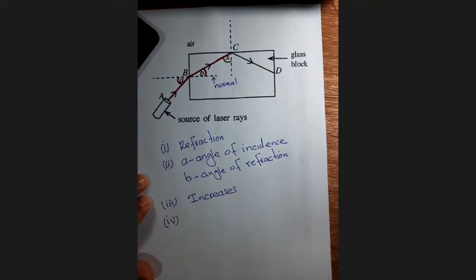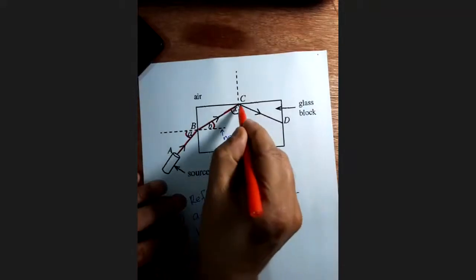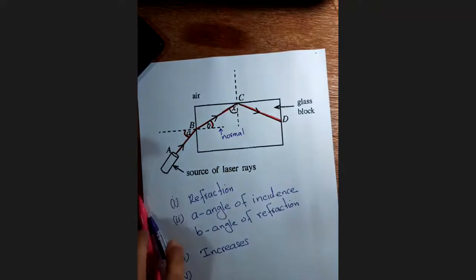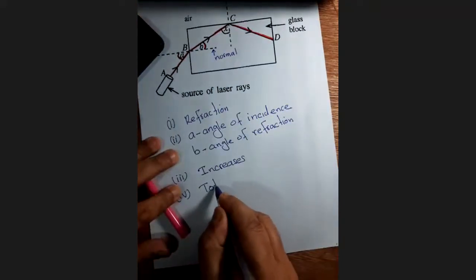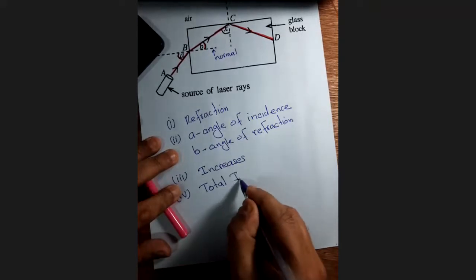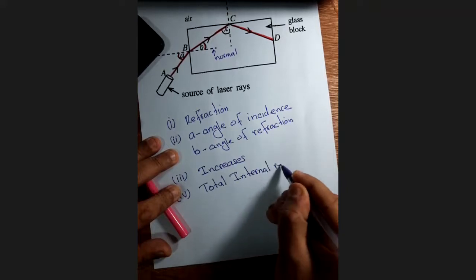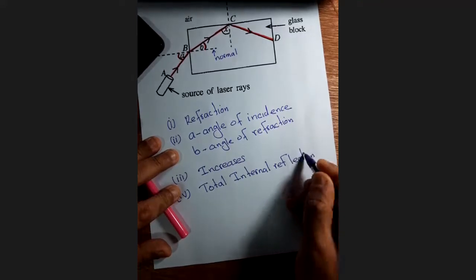Now coming to the fourth one. According to the figure, what is the phenomenon to which the ray is subjected at point C? At point C, the ray is getting reflected in this manner. So that is called total internal reflection.